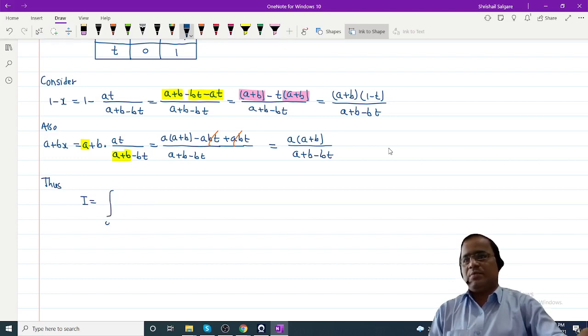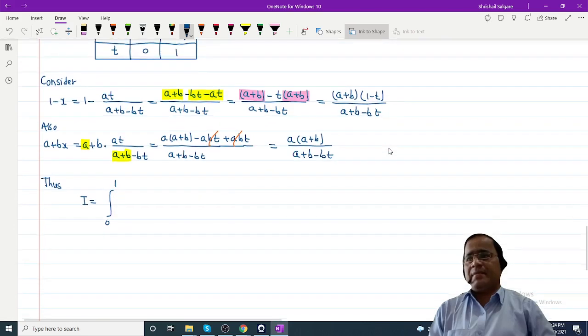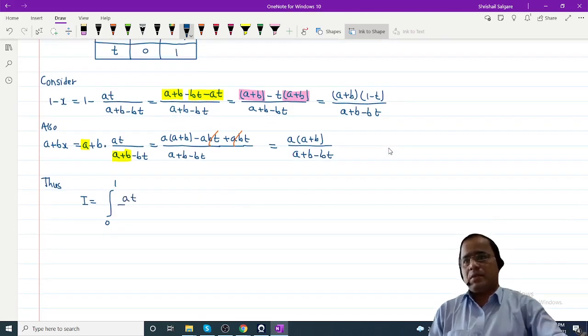So thus the given integral can be written as I is equal to the integral with new limits from 0 to 1. I will substitute all the factors. New limits are also 0 to 1. x raised to m minus 1 means 80 divided by a plus b minus bt, raised to m minus 1.